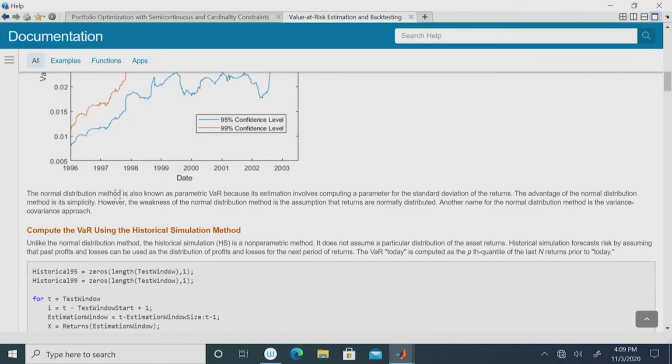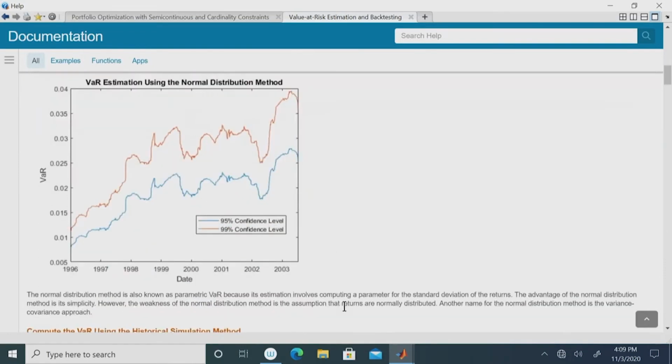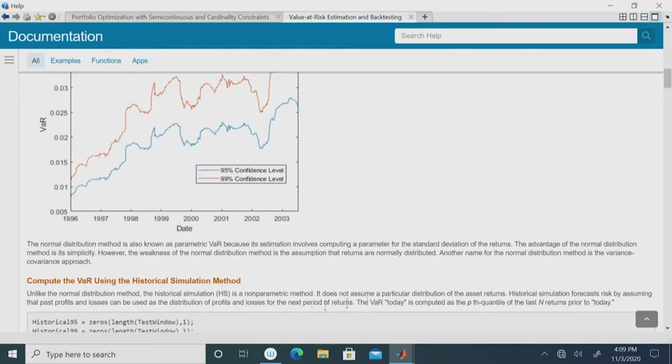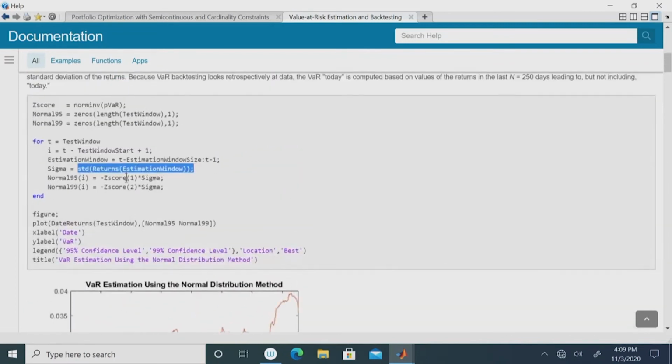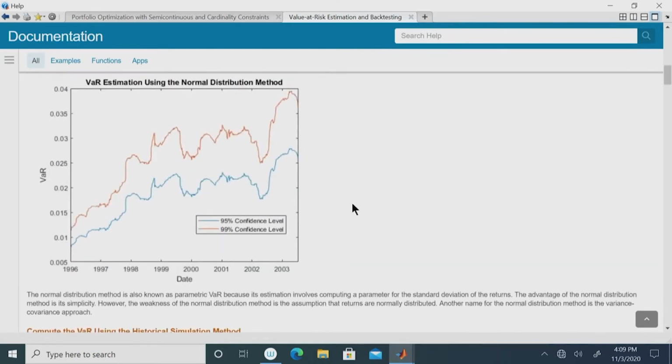Sometimes this normal distribution method is also known as parametric VaR, and the reason why it is called parametric VaR is that in the process of its determination you are actually estimating the standard deviation of the returns. Now, the advantage of the normal distribution is its very simplicity, and the reason is that, as you can see, the code is very easy. All you need to do is look at the data, and look at the standard deviation of returns and the z score, which is independent of the data set that you are considering. So, you are able to estimate the VaR very easily.